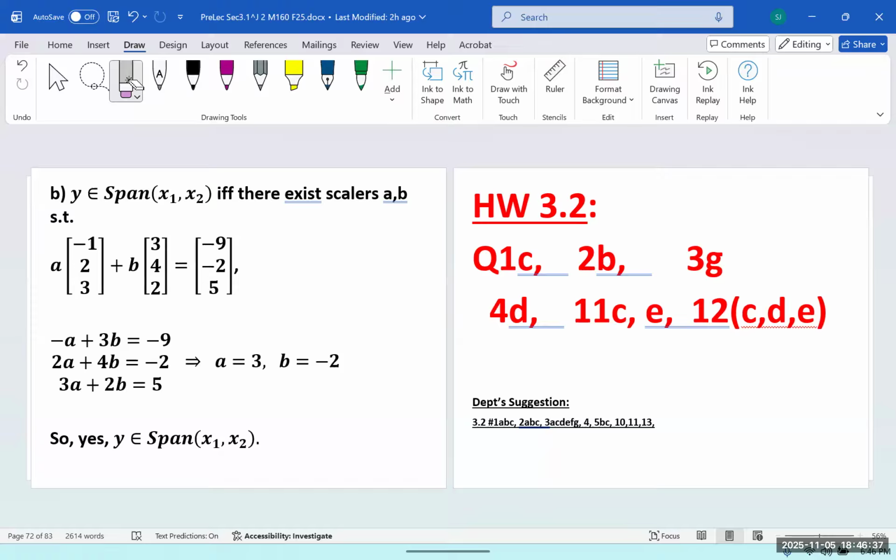I'm going to put the deadline a little bit later, not next week. And then we are going to start 3.3. 3.3 and 3.2 are very close to one another. So I'm going to assign 3.2 and 3.3 homework together. And there's no homework for 3.1 because 3.1 was just basic information about subspaces and questions.